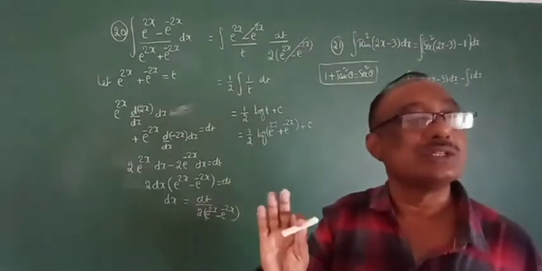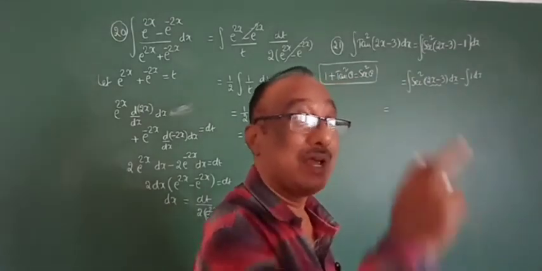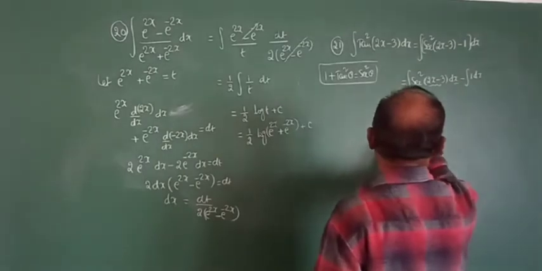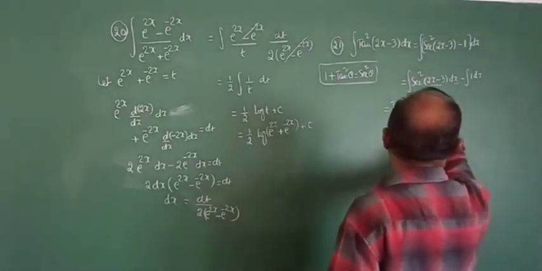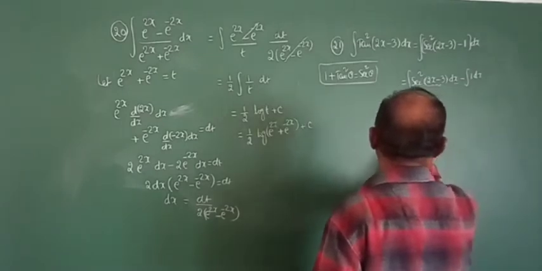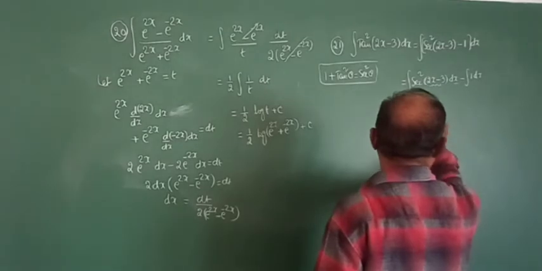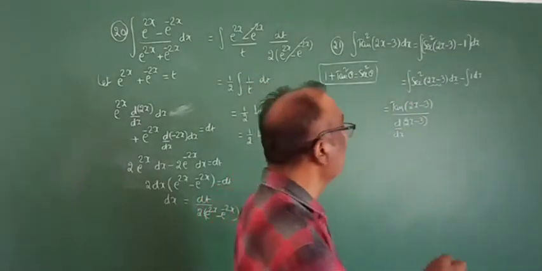2x minus 3 is not a single variable. It is a linear function. That's why we can apply the chain rule. Therefore, the integral of secant square is tan of 2x minus 3, by the chain rule, divided by d by dx of 2x minus 3 in the denominator, because integration is the anti-derivative.